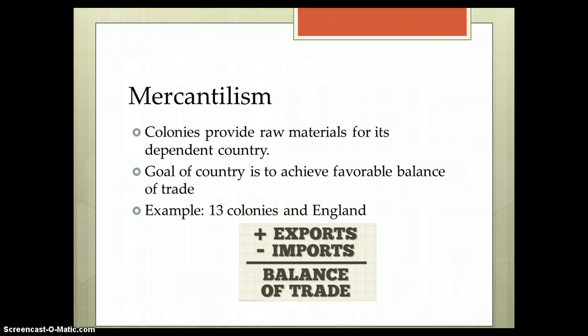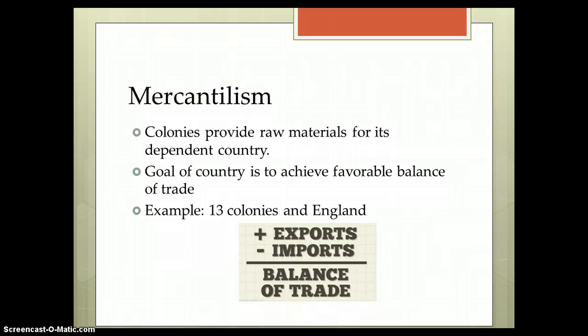The goal of a country is to achieve favorable balance of trade. Okay, and how that works is basically you have more exports, which is things where you take the exports minus the imports, and you have the balance of trade. So if that number comes out to a positive number, therefore you have a favorable balance of trade.